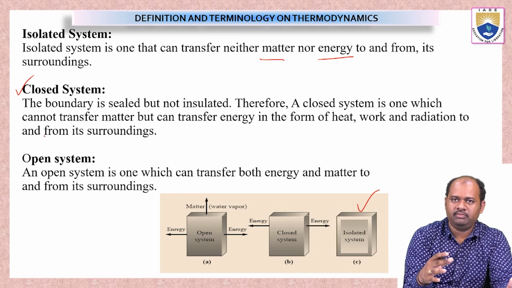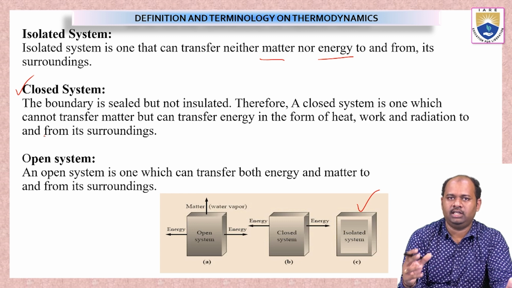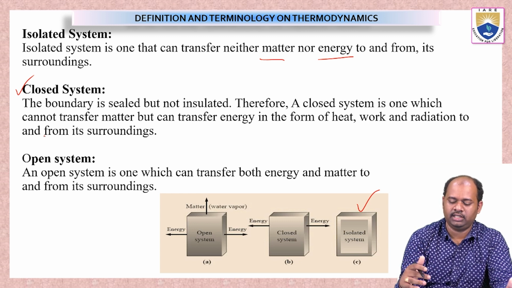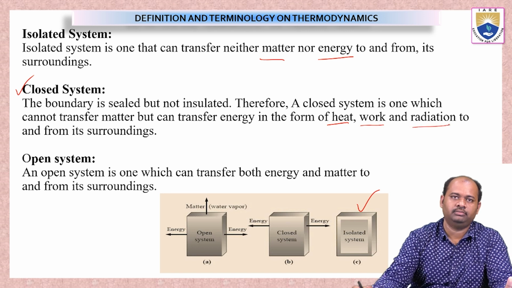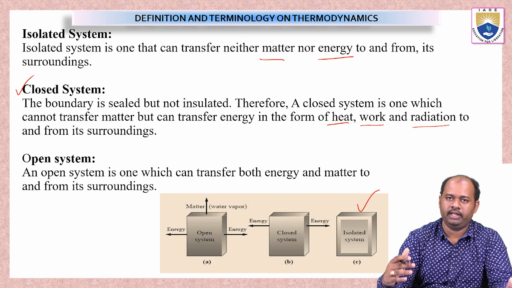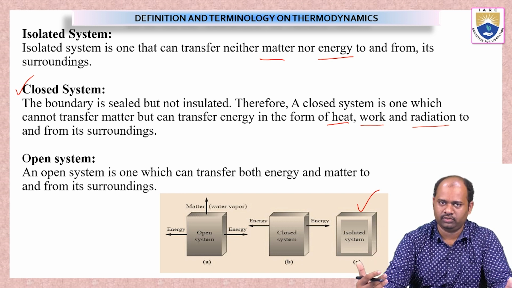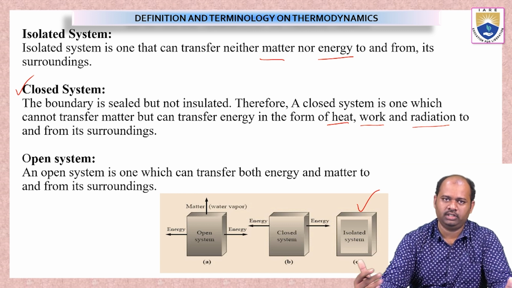So this closed system will have a closed boundary. It cannot transfer matter, but it can transfer energy, like in the form of heat, work, and radiation. So it can give the radiation, work, or heat from the system to the surroundings, or it can take them in reverse also. Okay, it can take the heat, work, and radiation into the system also.